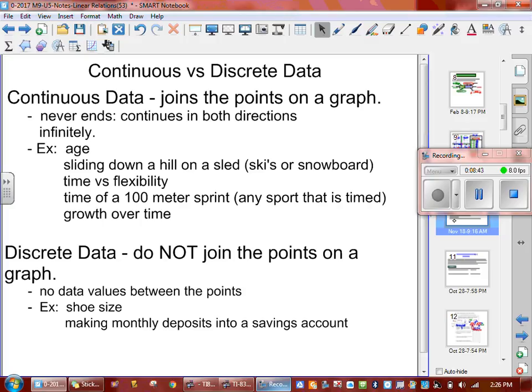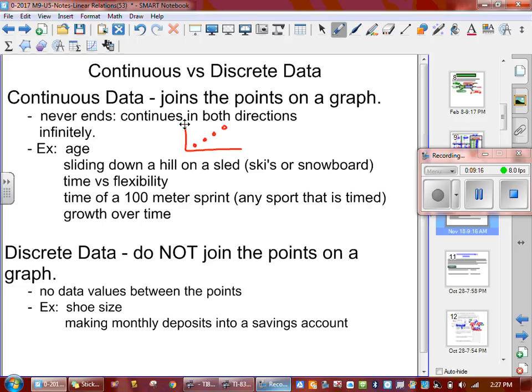For example, if I say I want to deposit $50 every month, time isn't continuous there. I would not join the points because I'm not doing it every day of every hour. If I were to graph that, I would just be graphing single dots, one for every month. It would be $50, $50, $50. It's increasing every month. So I would not join those points. The ones that you join are for continuous data. If it is discrete data, you are not allowed to join the points.